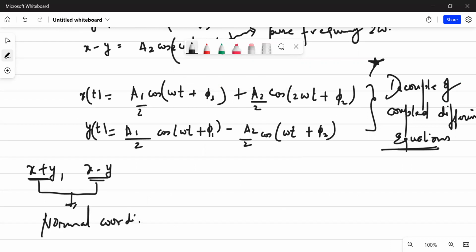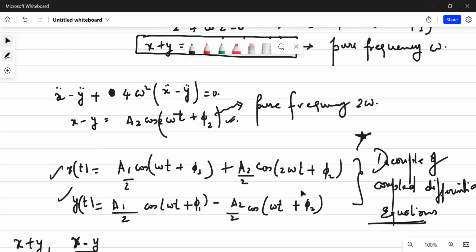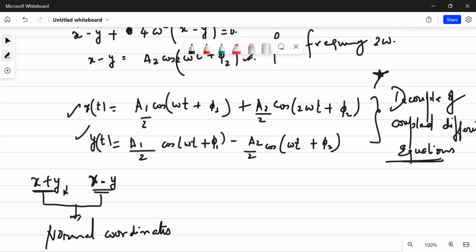They are called normal coordinates because you can clearly see that x and y are behaving in quite an unpleasant manner. Each is a linear combination of two sinusoidal solutions, one oscillating with 2 omega, another oscillating with omega. However, x plus y oscillates with a pure frequency, and x minus y again oscillates with a pure frequency. So you have two independent motions executing with the pure frequencies omega and 2 omega. Here you have a linear combination of two different sinusoidal functions, and here you do not. So one mode is oscillating with 2 omega and the other with omega.